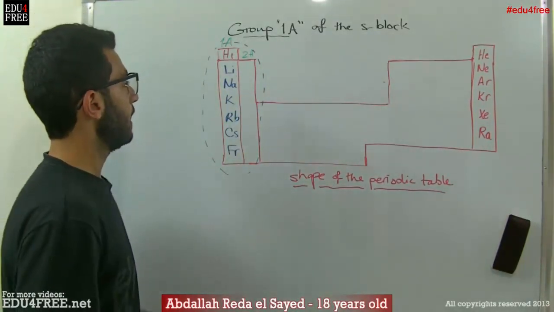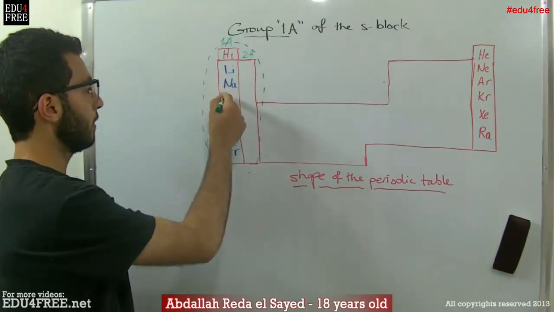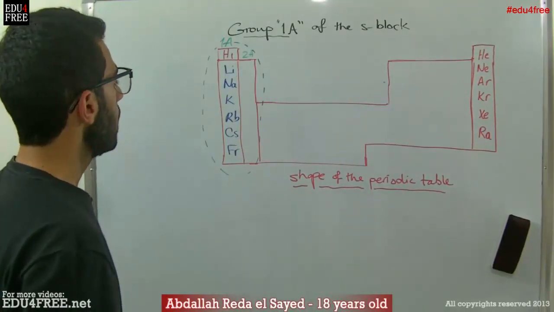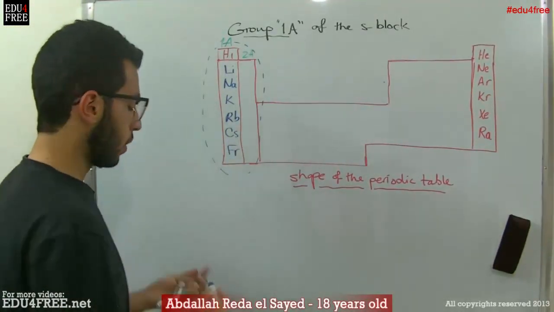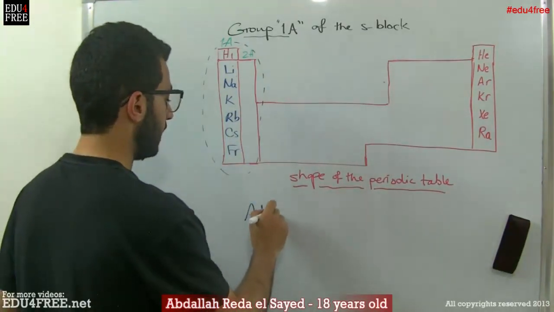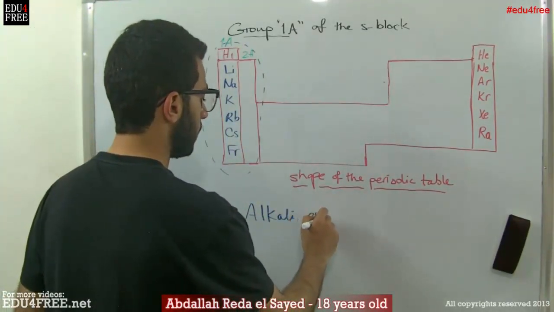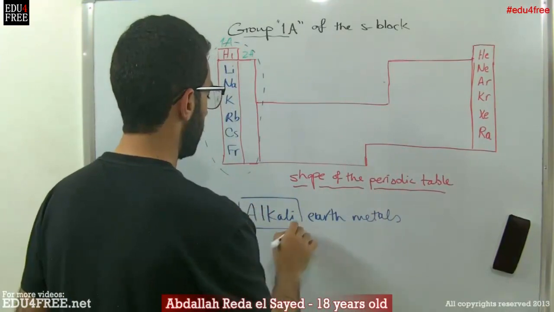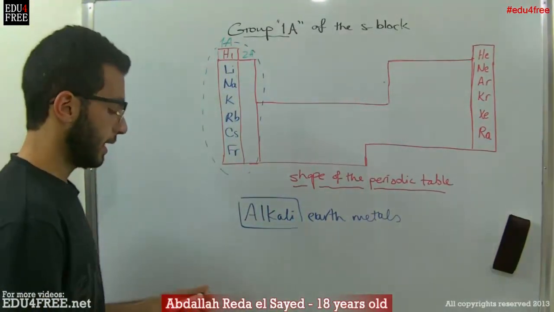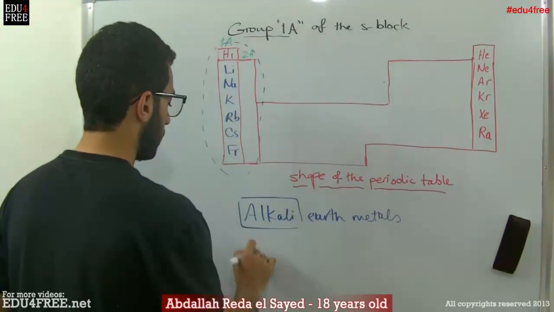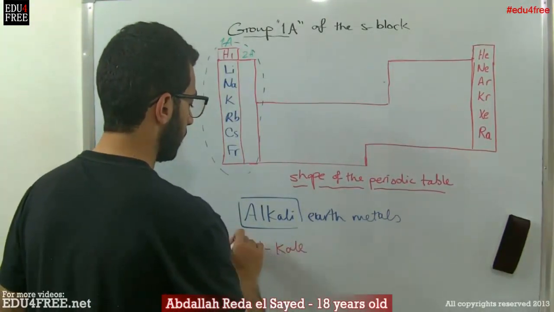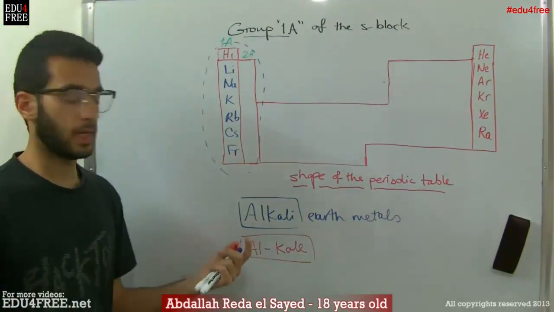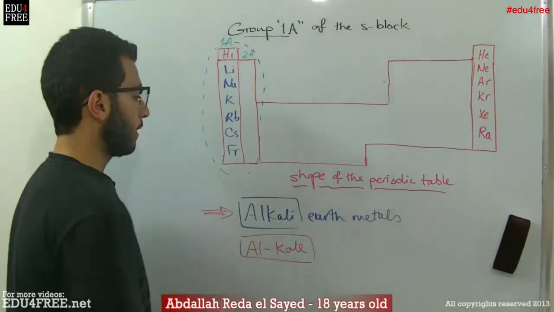The elements of group 1A are as follows. We have lithium, sodium, potassium, rubidium, cesium, and finally francium. Those elements are collectively called the alkali metals, and the word alkali is originally an Arabic word used to describe the alkalis. So they are called the alkali metals.